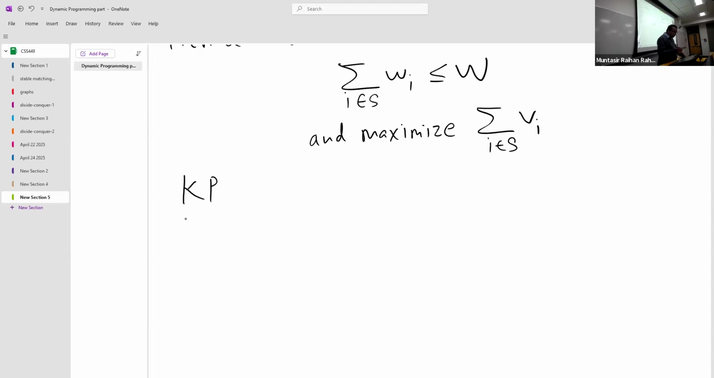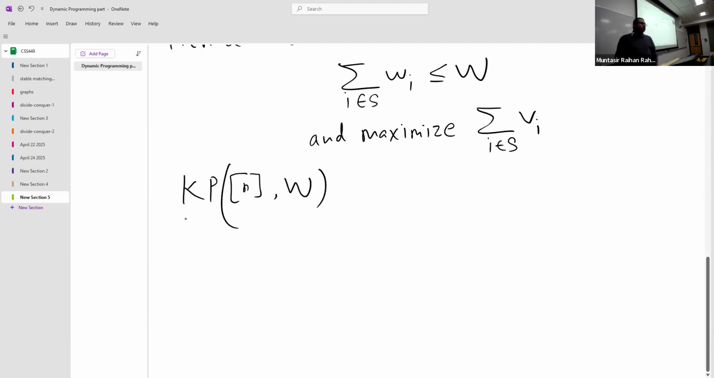So the problem I'm going to solve is the knapsack problem with n items and total capacity W. So I can write it like this: n items and total capacity W, right? And then now again we actually apply a similar trick, right?